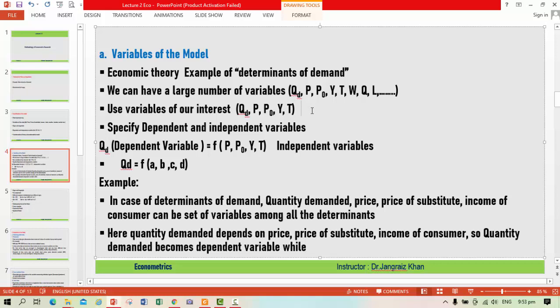Here P means price, P naught is the price of substitute, Y is the income, and T is tastes.